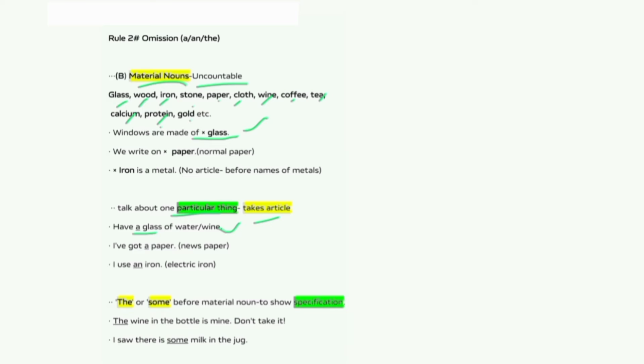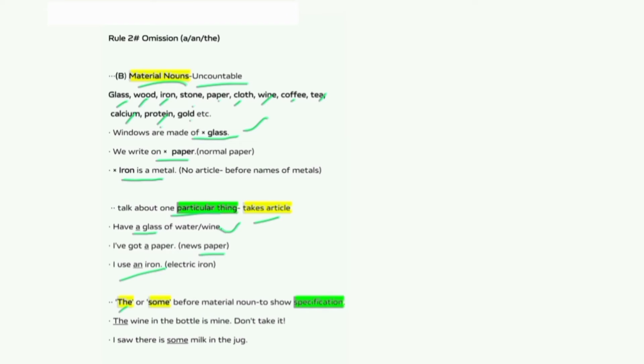And similarly, we write on paper, meaning normal paper. But in this sentence, I've got a paper, meaning newspaper. It is a particular thing here. And iron is a metal. Here it is a material noun showing which particular substance it is made of. And in this sentence, I use an iron, meaning an electric iron, which we use to remove wrinkles from the cloth.